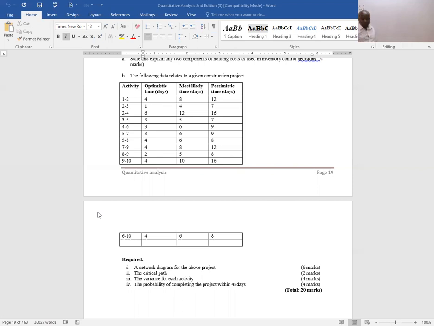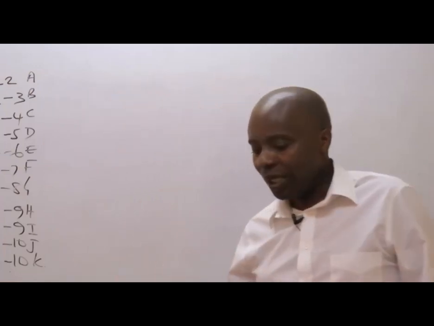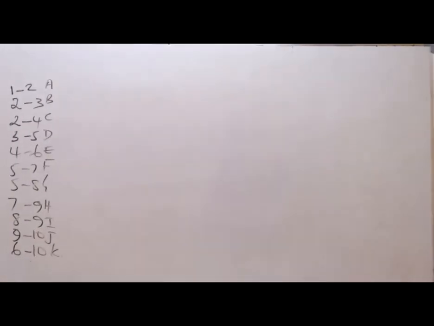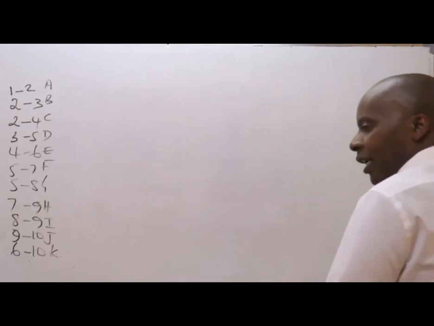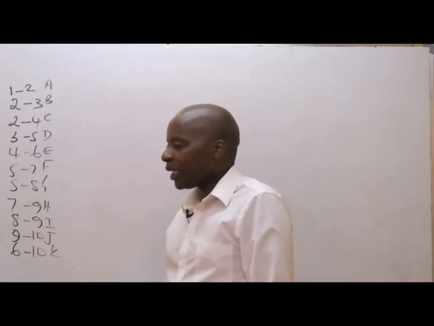Now, ladies and gentlemen, if you go through this question very well, you can see for each activity they're giving us optimistic, most likely, and pessimistic. And then they want us to draw a network diagram. So how do I draw a network diagram? Very easy. Remember, on the board I have my activities. So what we need to do is draw our project network out of this.